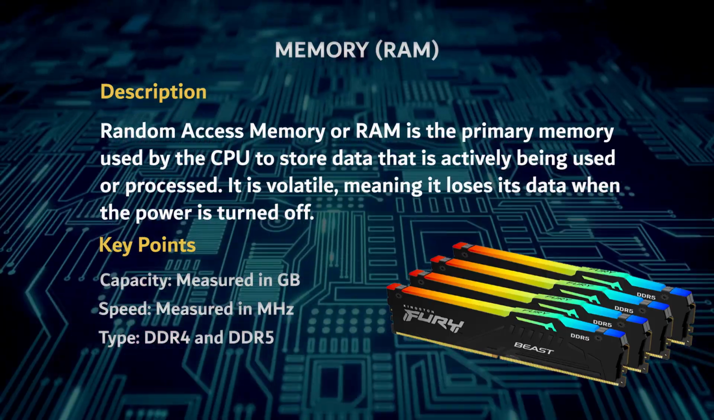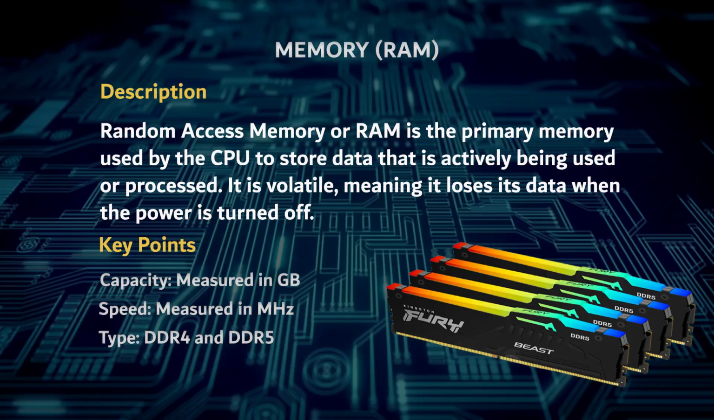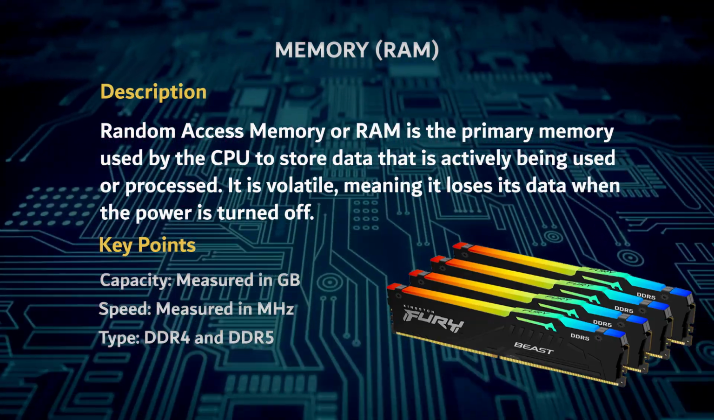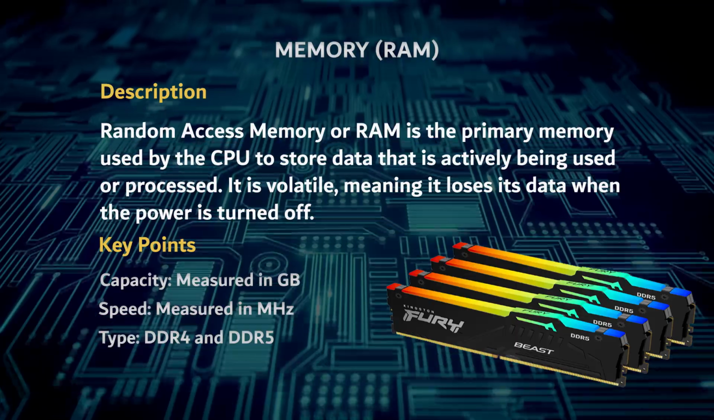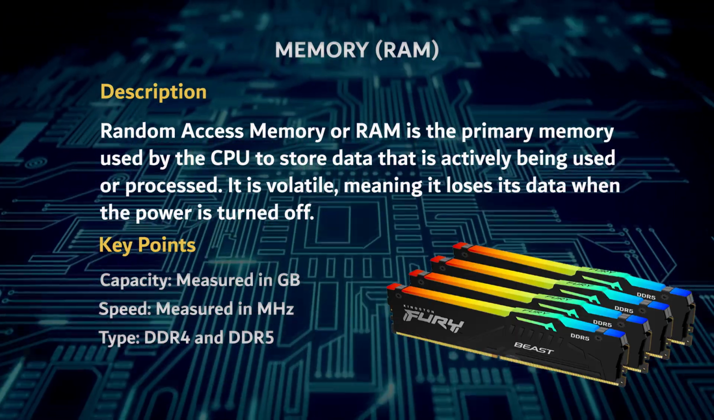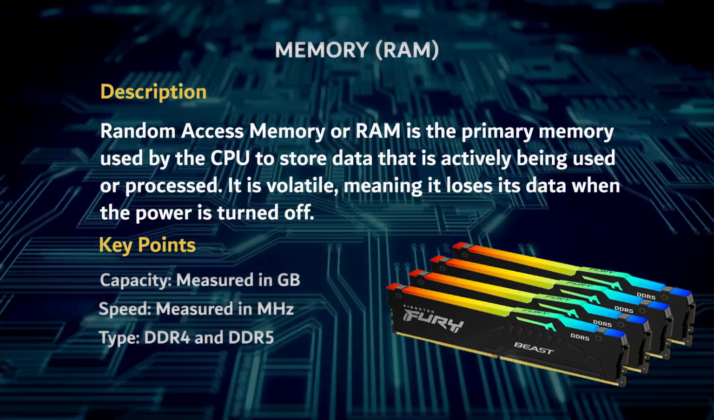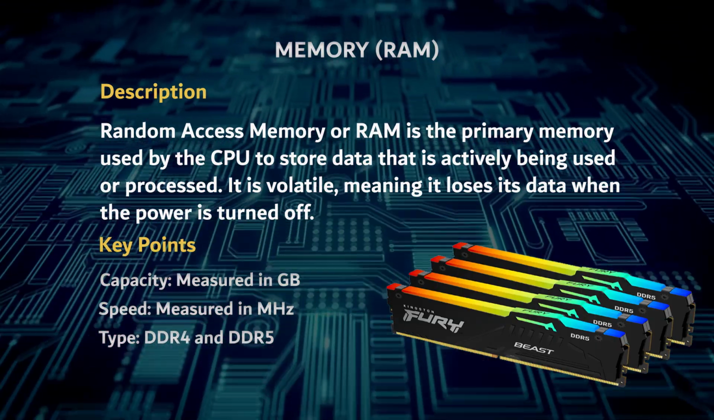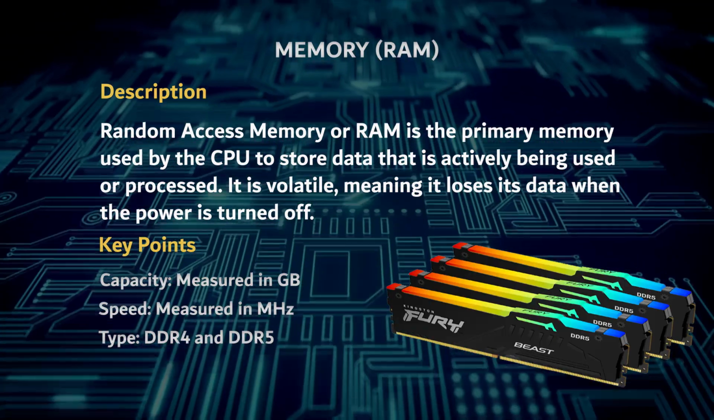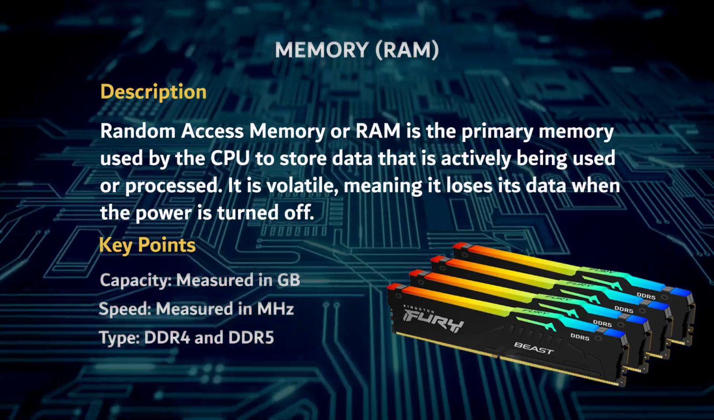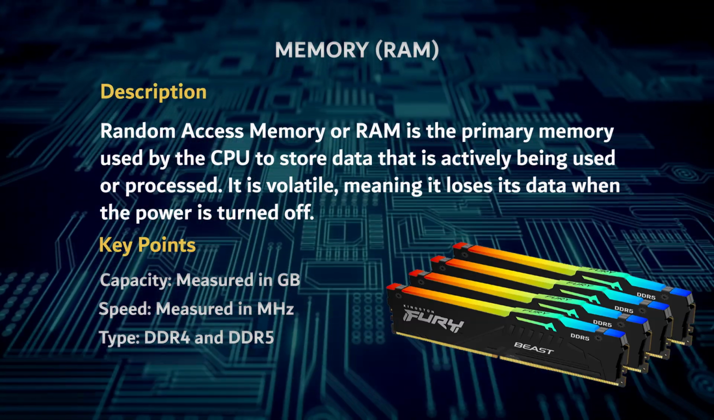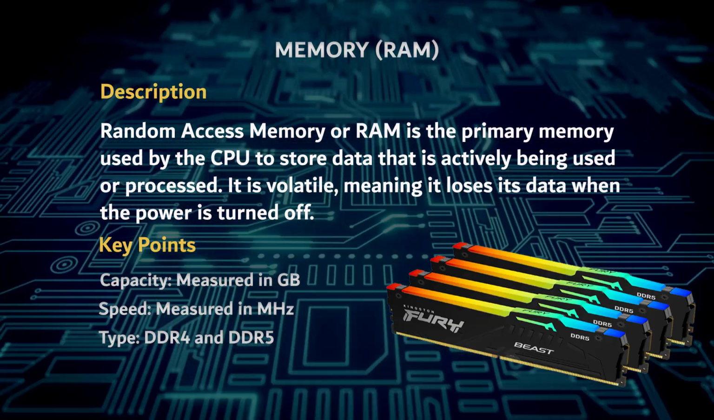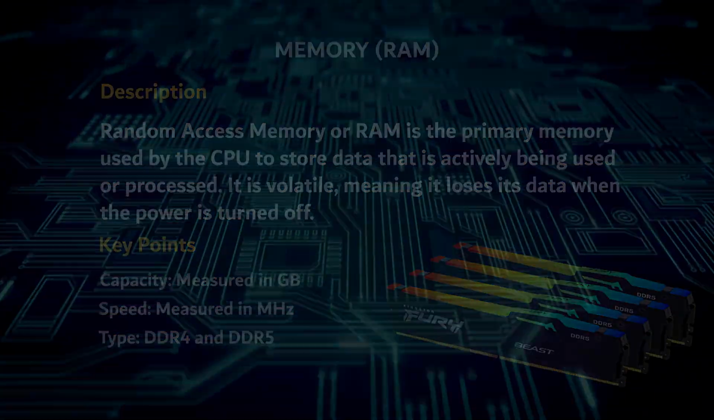Memory. Random access memory, or RAM, is the primary memory used by the CPU to store data that is actively being used or processed. It is volatile, meaning it loses its data when the power is turned off. Key points. Capacity: measured in gigabytes, with typical sizes ranging from 4 gigabytes to 64 gigabytes or more. Speed: measured in megahertz, higher speeds can improve performance. Type: common types include DDR4 and DDR5.